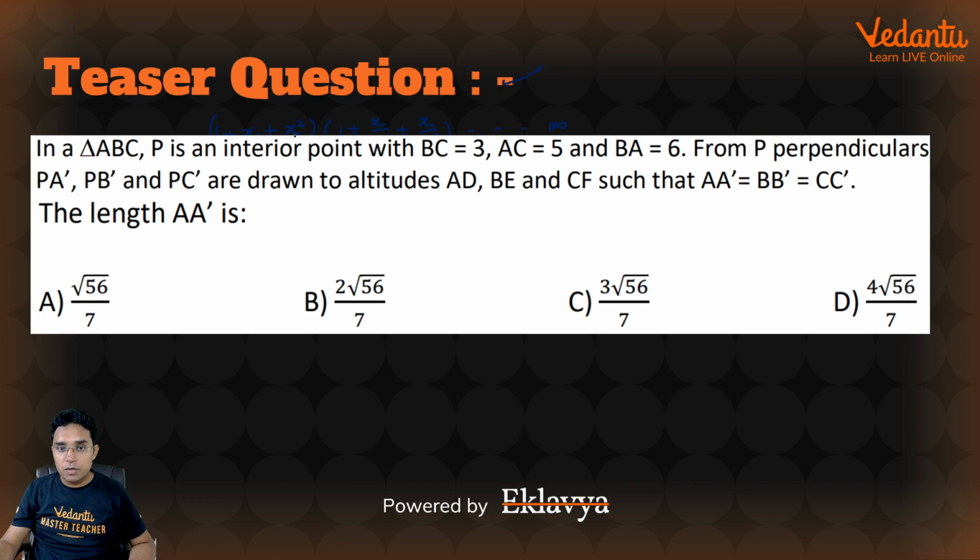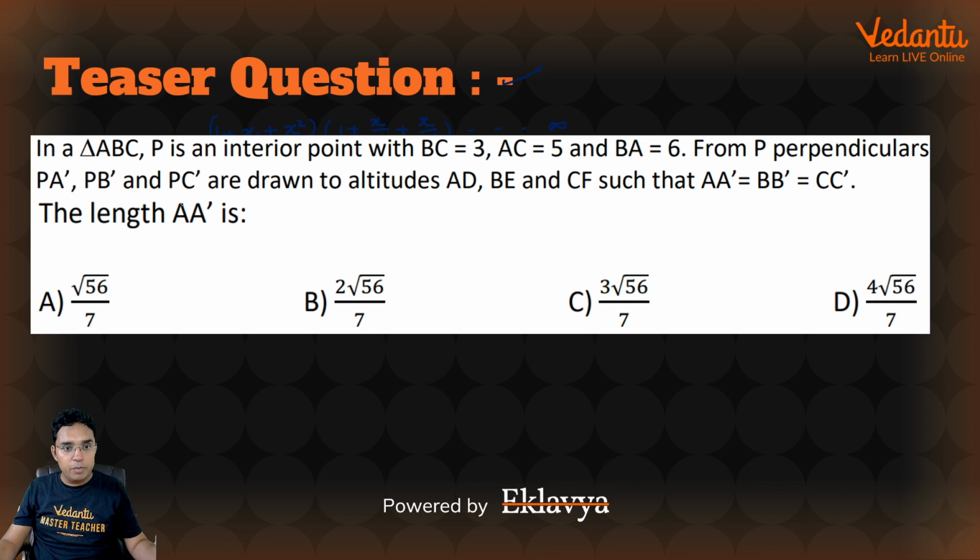Now coming to the teaser question, one very interesting and challenging problem. I would love to have solutions from you, and I would like to see how you have done it. I will like to compare with my solution. Here we are given that in a triangle ABC, P is an interior point with BC is equal to 3, AC is equal to 5, and BA is equal to 6. Okay, I think the triangle is possible. Yes, it is possible. Now there is a point P.